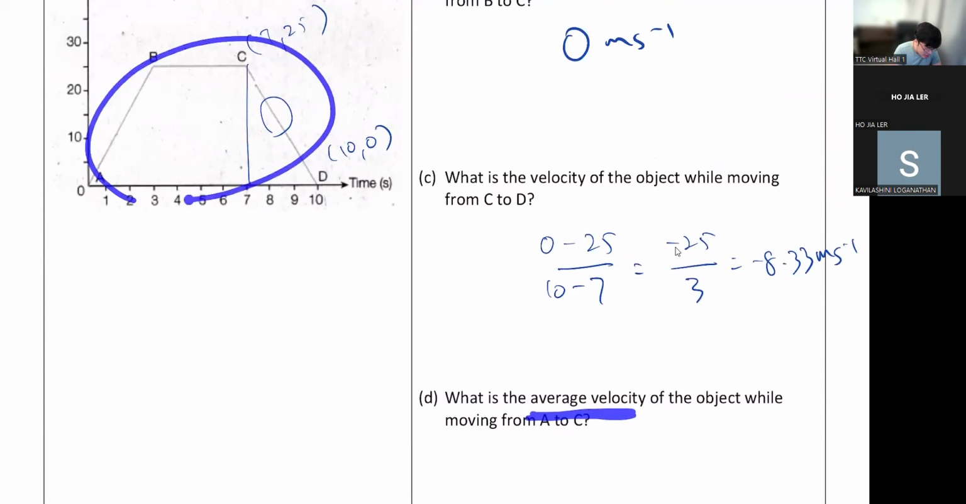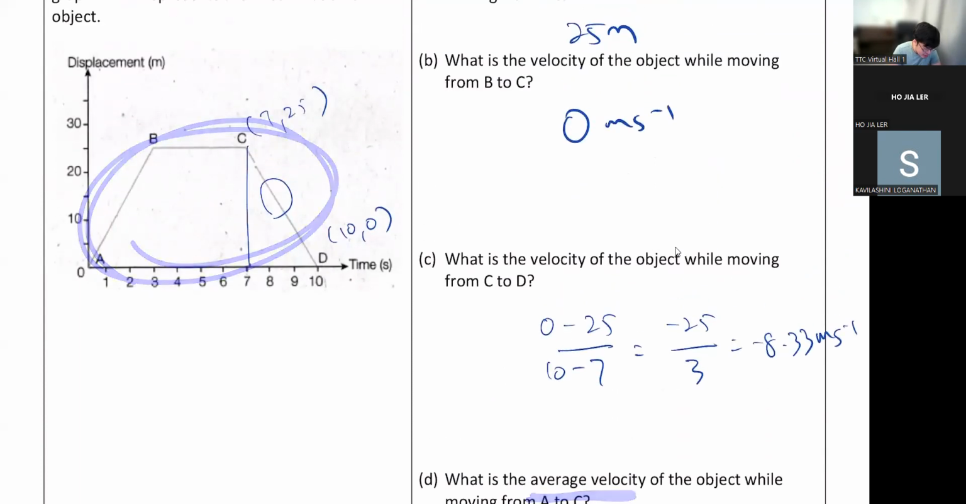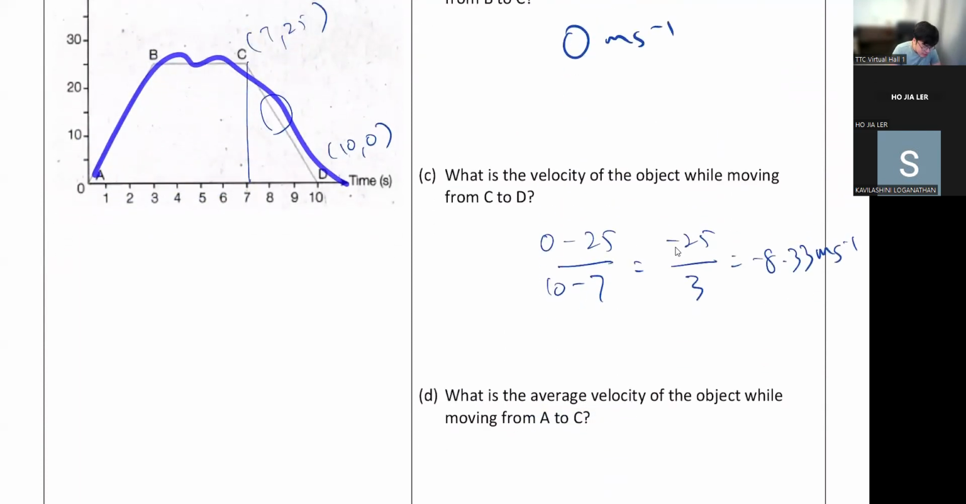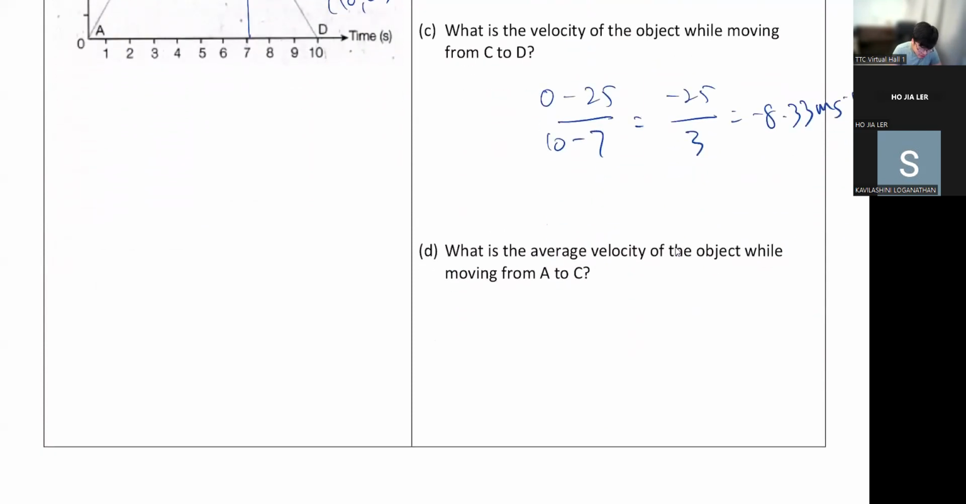How do you find average velocity from here? Since you see the gradient just keeps changing. Okay, what is velocity? Velocity is displacement divided by time, right? What is the displacement? Displacement is the distance from the starting point straight to the ending point. I don't care how much you turn, how far you go. I just want from the starting point to the ending point.